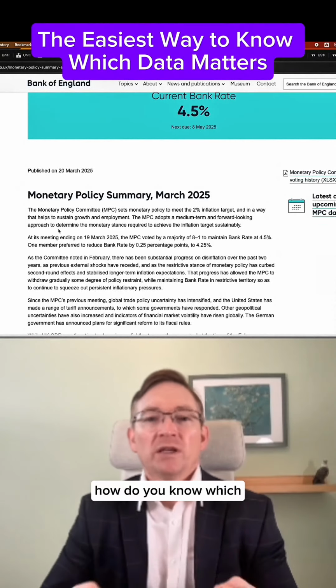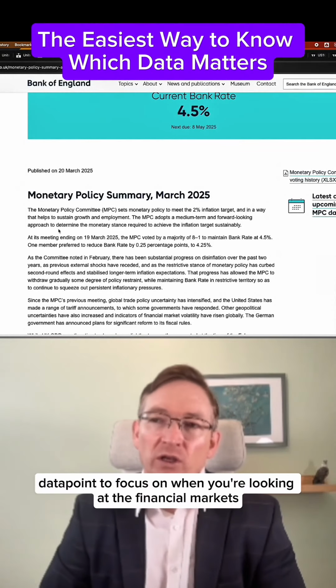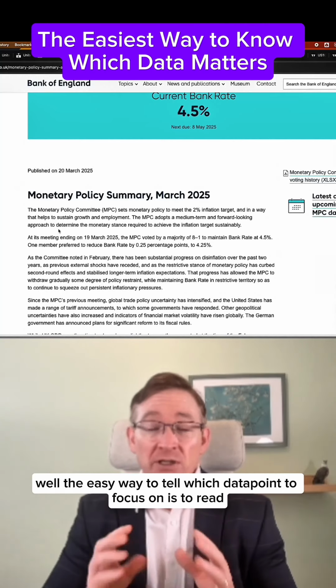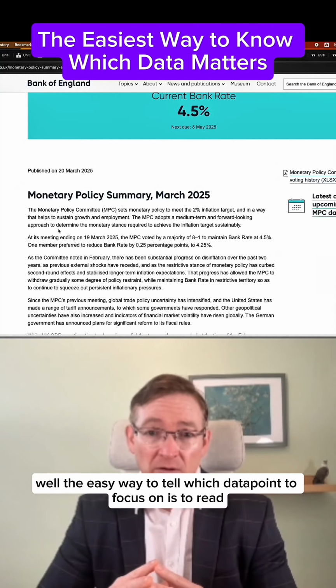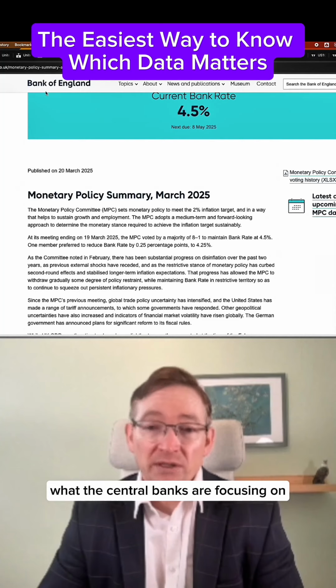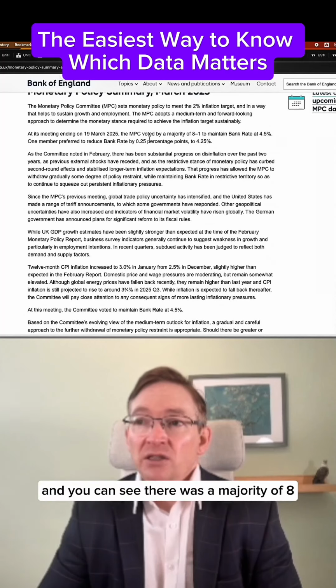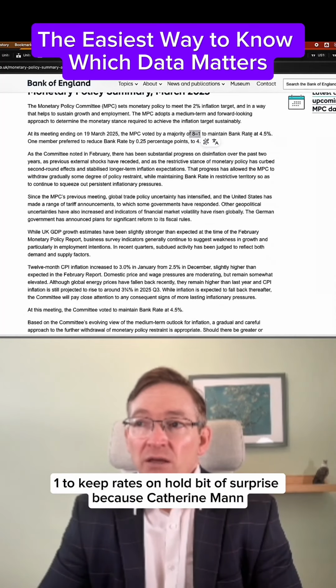How do you know which data point to focus on when you're looking at the financial markets? Well, the easy way to tell which data point to focus on is to read what the central banks are focusing on. So here's the Bank of England interest rate decision on the 20th of March. And you can see there was a majority of 8-1 to keep rates on hold.